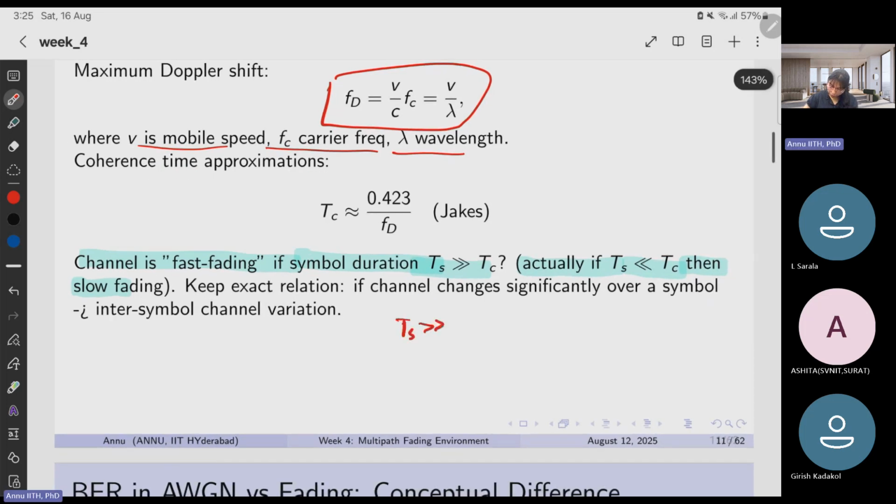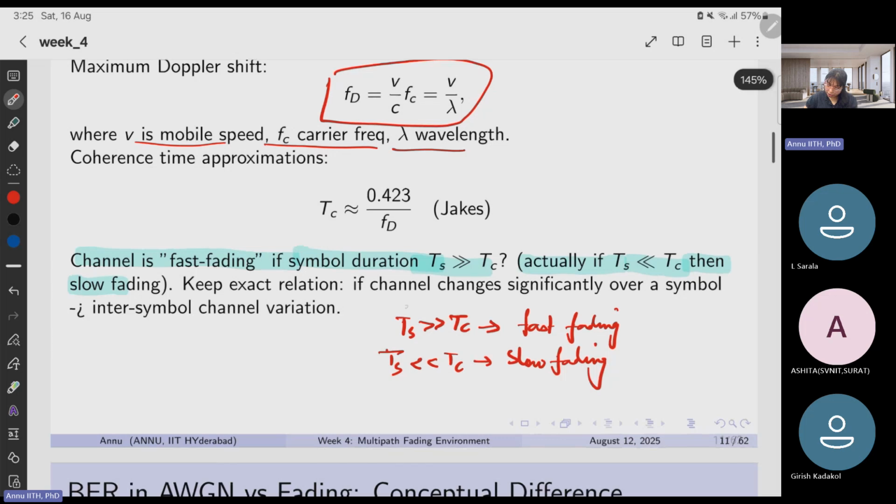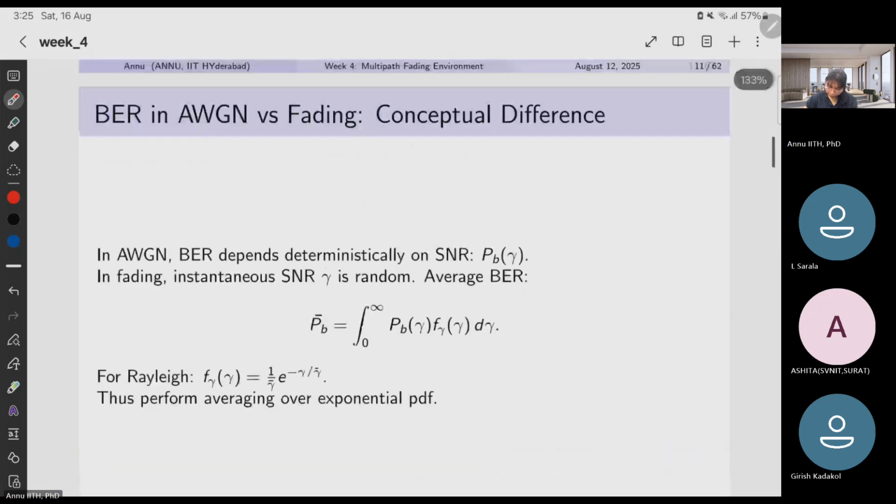If TS is greater than or equal to TC, that's fast fading. If TS is less than or equal to TC, that's slow fading. Fading will happen, but it's really slow. So keep the exact relation in mind: if the channel changes significantly over the symbol duration, inter-symbol variation will be there.